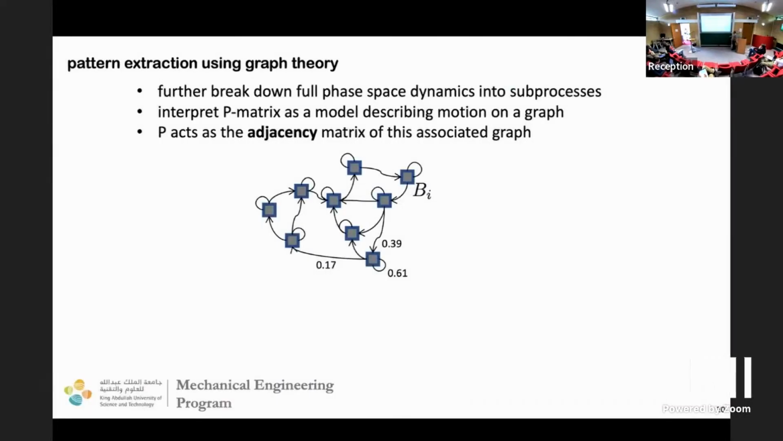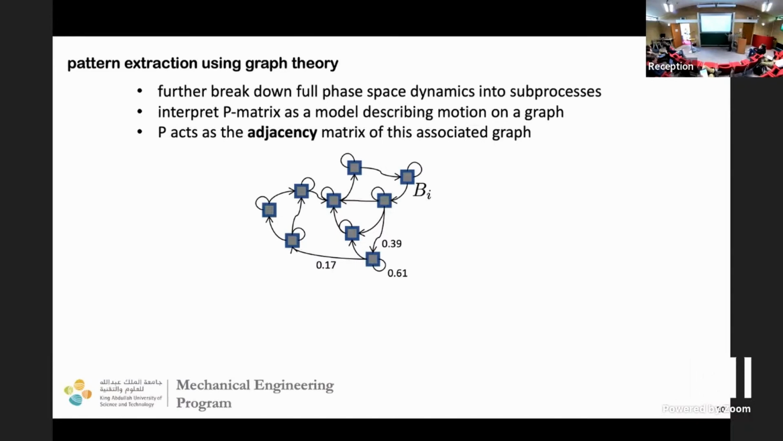Okay, so how do we go from there? We can further break that one down, not just doing the eigenvalue analysis, but we can further break it down into sub-processes, because we saw that there are 4 little patches in different corners of the phase space. How do we get these patches? Okay, how do we break it apart into sub-processes?